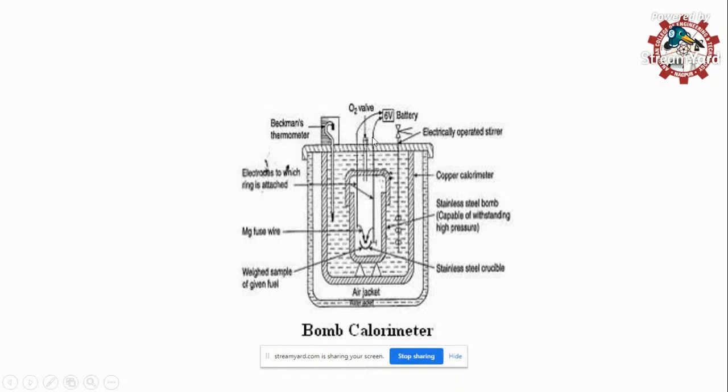These two electrodes are attached to a 6-volt battery. These two electrodes basically behave as holders. One of the electrodes behaves as a holder for the stainless steel crucible. Clear? And from the other side, a magnesium fuse wire is attached to the electrode. This magnesium fuse wire is wound with cotton thread.